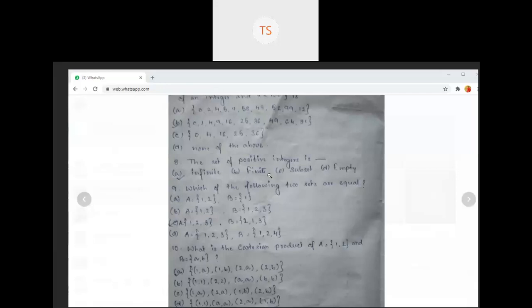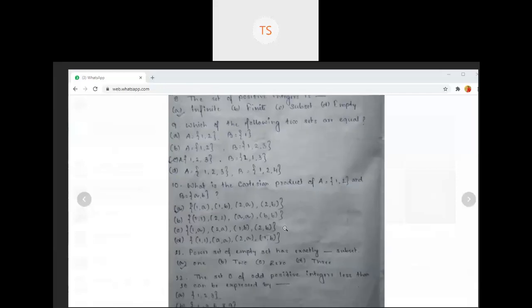So next one is question number 10. Now what is the Cartesian product of A and B? It is very simple. A and B. So which is the correct option? A. Is it clear why it is the correct option? All of you?